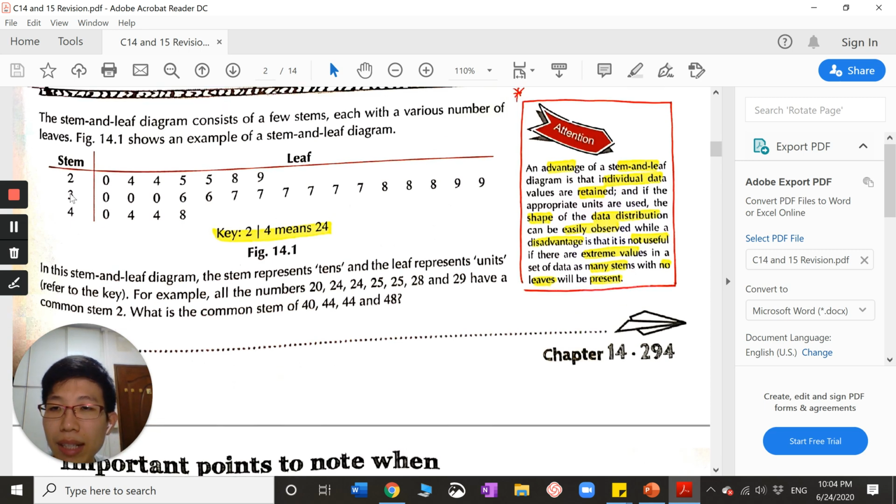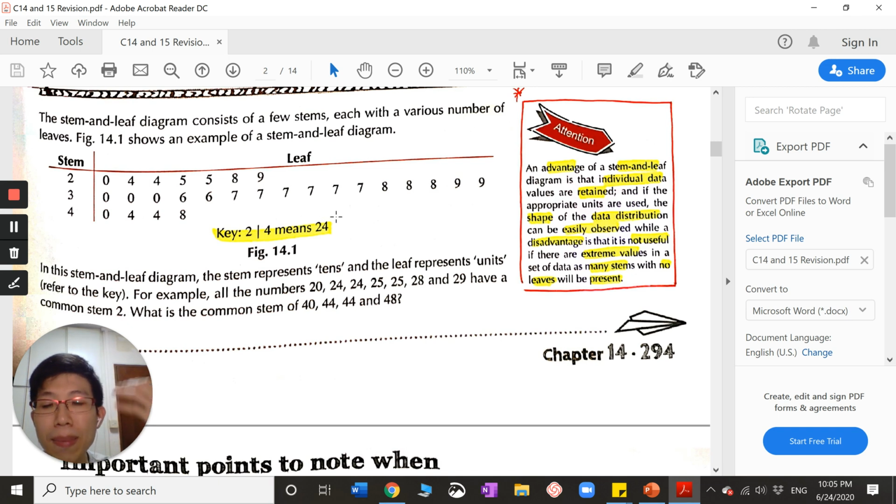So the shortcut here is that the stem represents the number in the tens place, while the leaf represents the number in the ones place. For example, if you have a 24, you put 2 here and put 4 here. So this one is 24. An important thing to take note of is that you need to put a key over here to tell us what the number in your stem and leaf diagram represents. For example, 2|4 means 24.